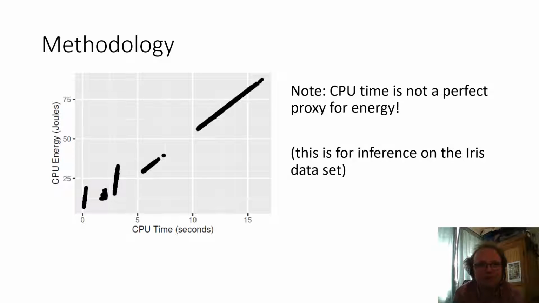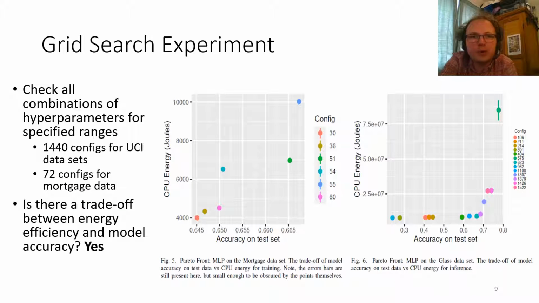The bulk of our experiments were in a grid search experiment. That's an exhaustive search over all the possible hyperparameter combinations within specified ranges. And for the UCI datasets, these were quite quick running, so we looked at a little over 1,400 configurations. And for the mortgage data, that was a bit longer running, so we limited that to 72 configurations.